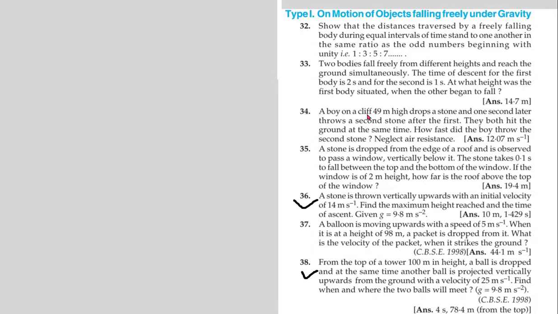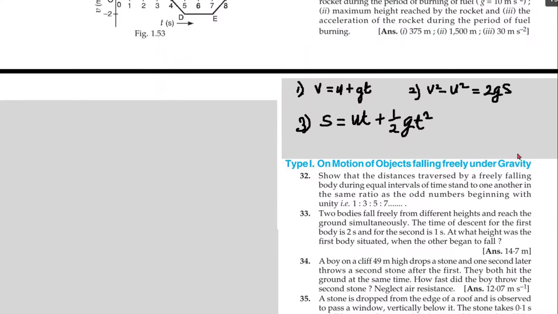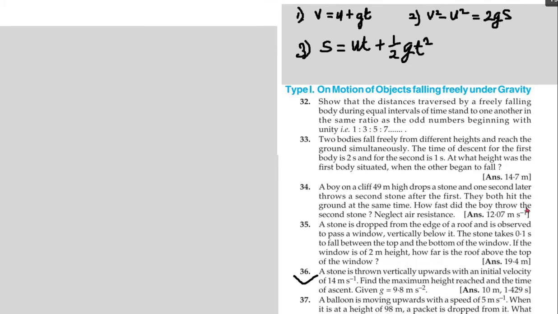Consider motion of an object falling freely under gravity. This is about motion under gravity, that means without any external force. The equation of motion with external force is v = u + at. Under gravity, a should be replaced with g, the acceleration due to gravity. Here also, a is replaced with g.